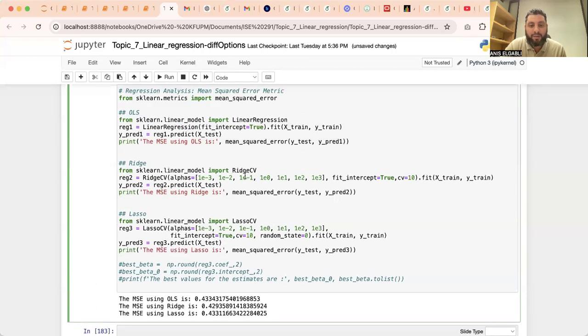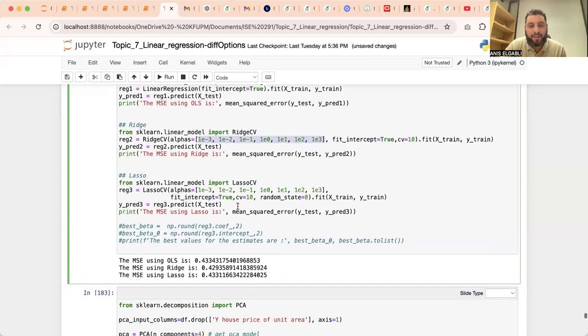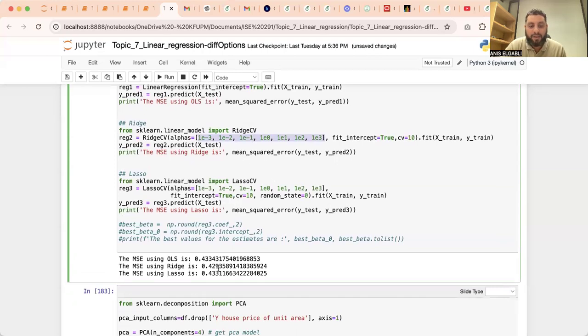Maybe you can also take it as a homework. Try ridge, for example, with other choices for alpha, another range, and see maybe you can get something lower than this.